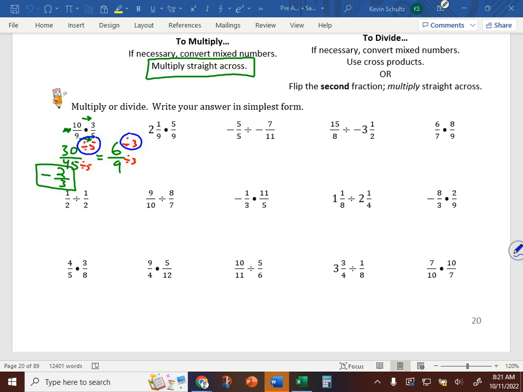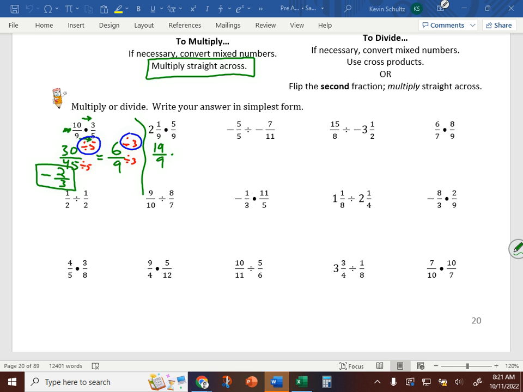Okay. The next one, 2 and 1/9 times 5/9. What sign will our answer have? Positive. Okay, so we know that. All right. It does say to convert mixed numbers to improper fractions. What is 2 and 1/9 as an improper fraction? Anthony? 19/9. Remember, 2 times 9 plus 1, right?